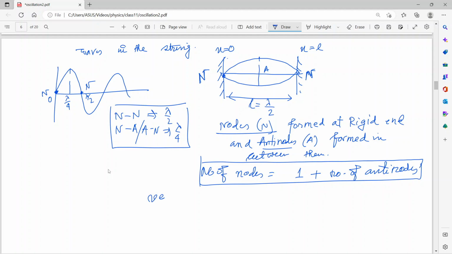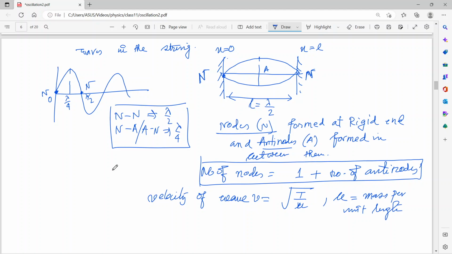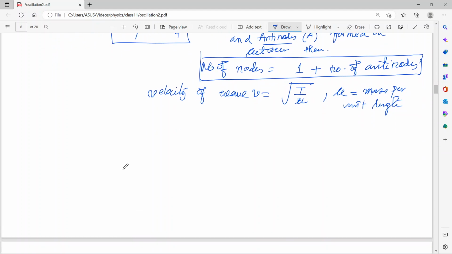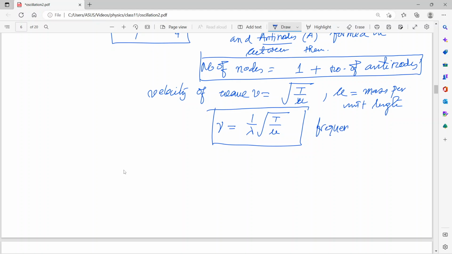So what we got, the velocity of wave, this we already got, is root of T by M or T by mu, whatever it may be, where mu is the mass per unit length. So we can get the frequency. So the first thing that we got is called the fundamental mode or the first mode of vibration. That means the frequency is 1 by lambda root over T by mu, because you know velocity is equal to frequency into lambda. So I can get the frequency from there.